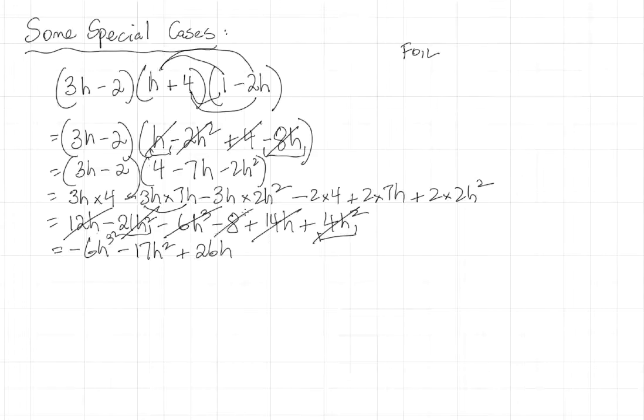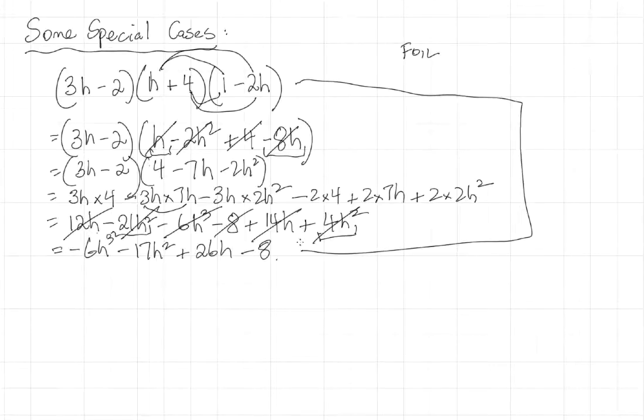And then our last term is negative 8. Alright, so when we expand this out, we get negative 6h cubed minus 17h squared plus 26h minus 8. Just go through it step by step.